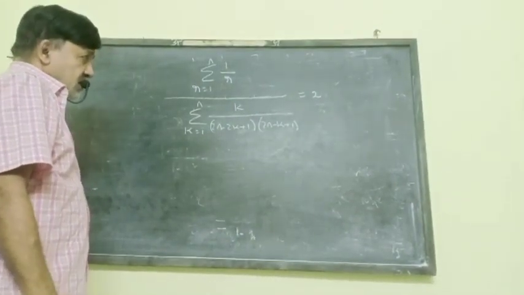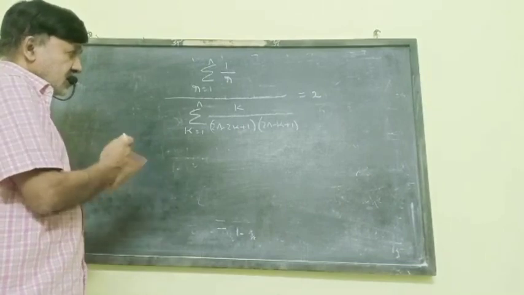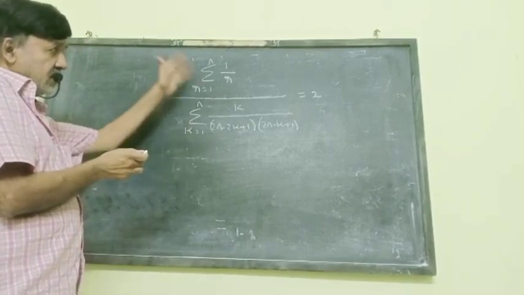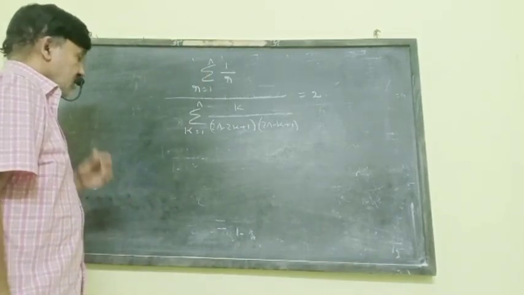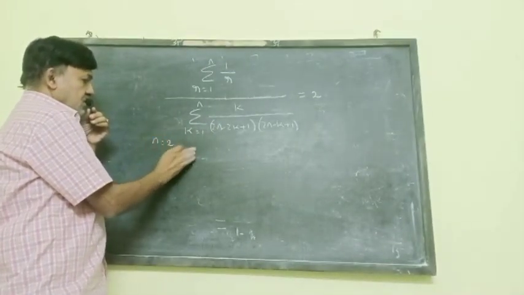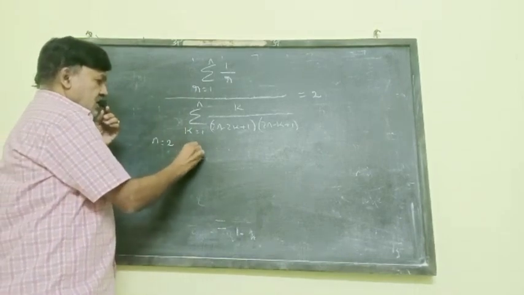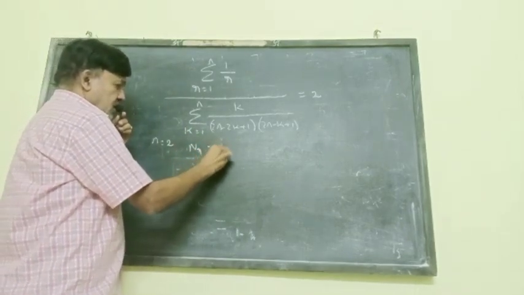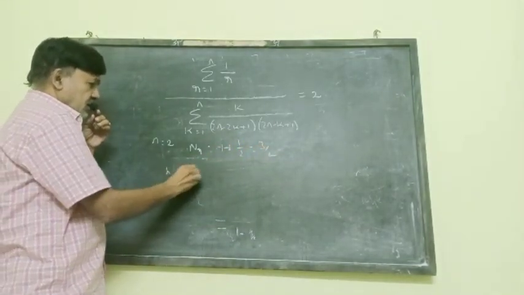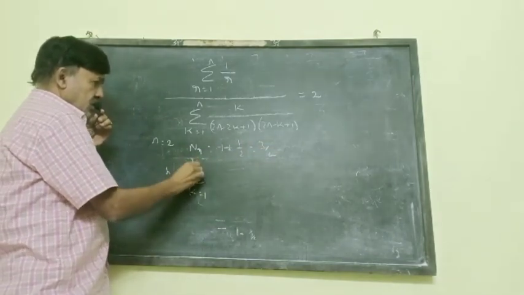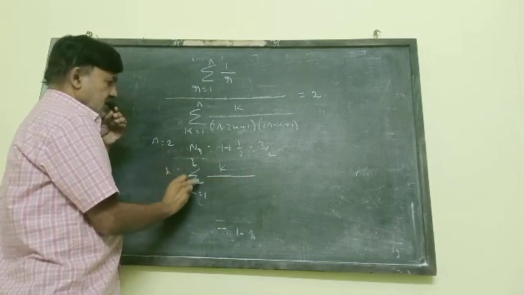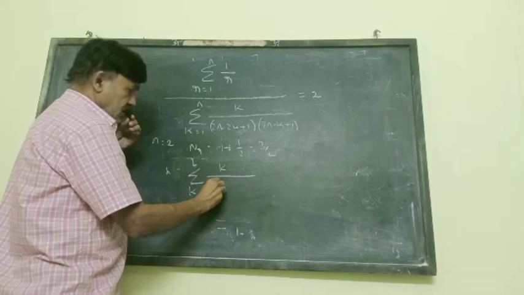See, as far as the objective is concerned, in order to do this type of problems, I use some value of n. It should be true whatever n value I take, right? So I will do like this. I will put n is equal to 2, let us say. Then what is the numerator? 1 plus 1 by 2, which is 3 by 2.